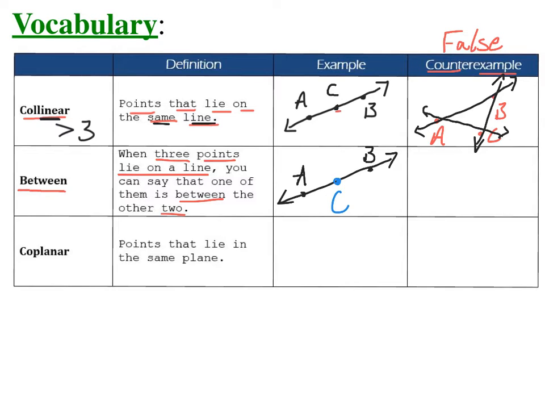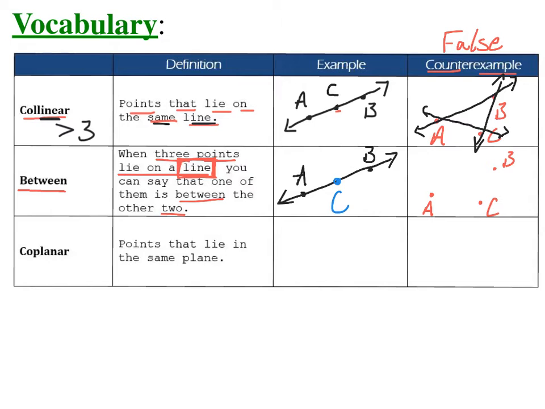Now, once again, a counterexample of that would be just a case where the point is not between the other 2. So I could actually just redraw what I have right up above. So if I have A, B, and once again, C. So for it to be between, it has to be on a line. In this case, A, B, and C are not on a line, so it's not between.